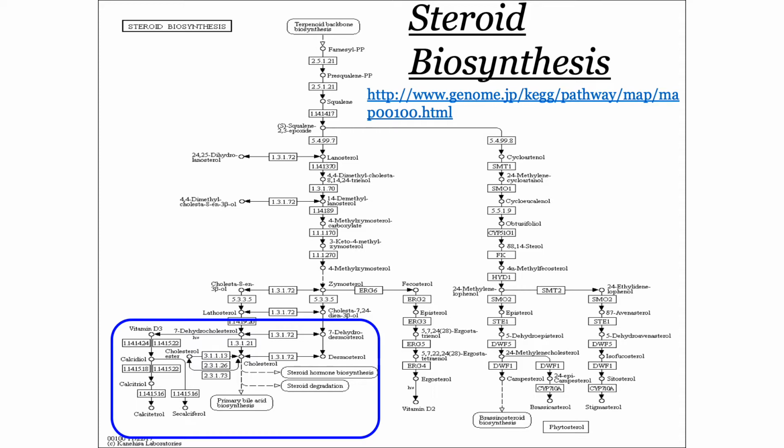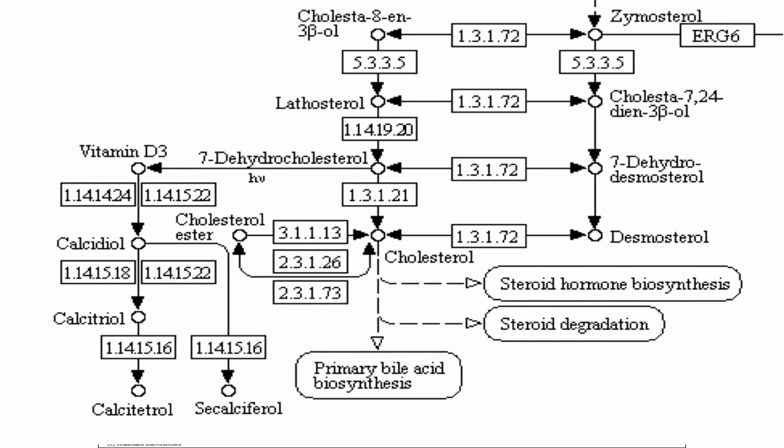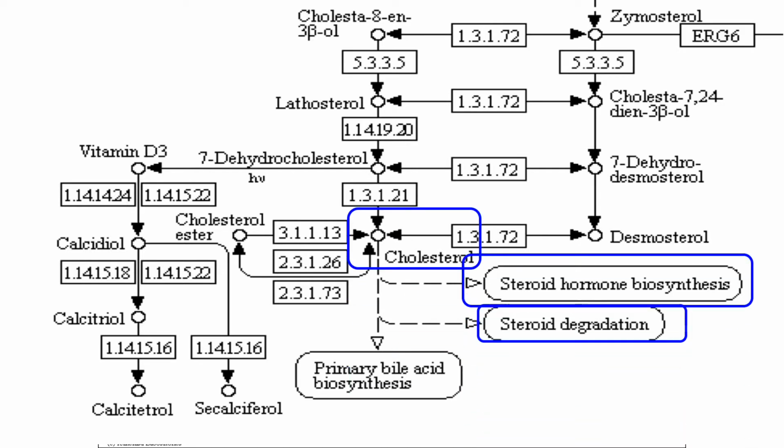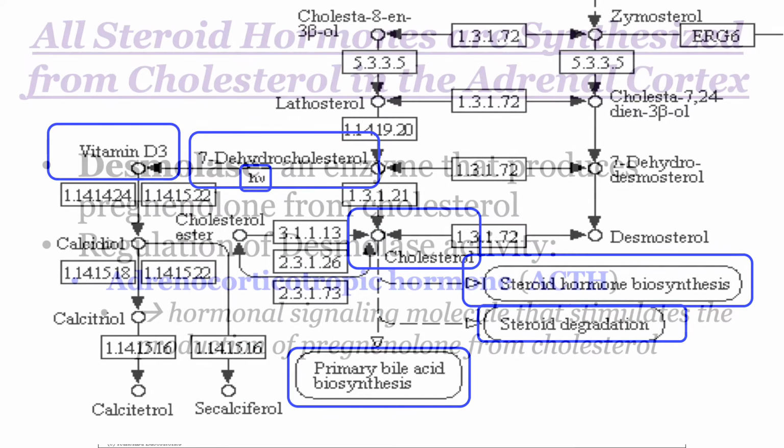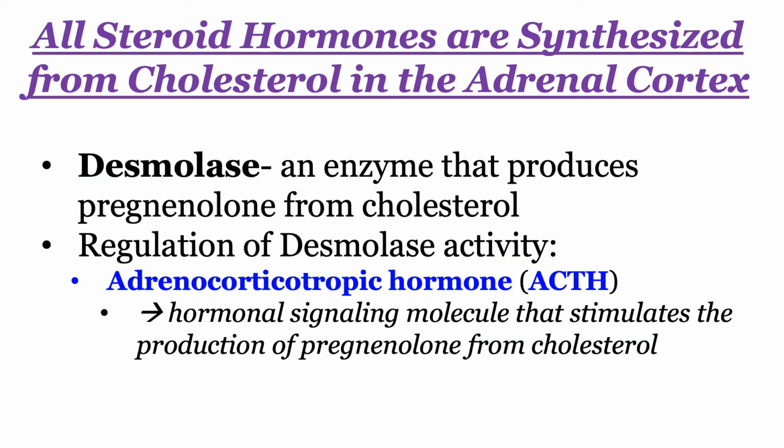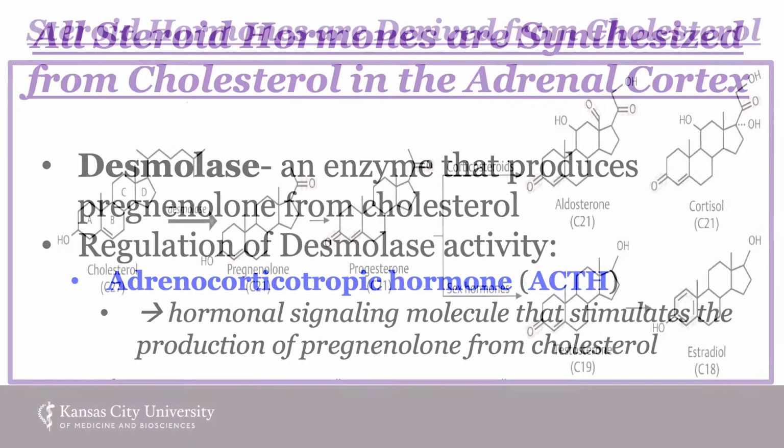When you do that, cholesterol can be converted into steroid hormones. There are pathways of steroid degradation, primary bile acid synthesis, vitamin D synthesis. Vitamin D goes from our skin through an intermediate called 7-dehydrocholesterol through the actions of light. So what I'd like you to know now is all steroid hormones.